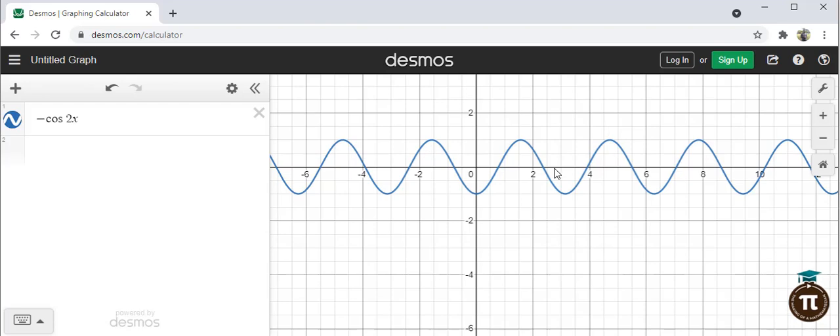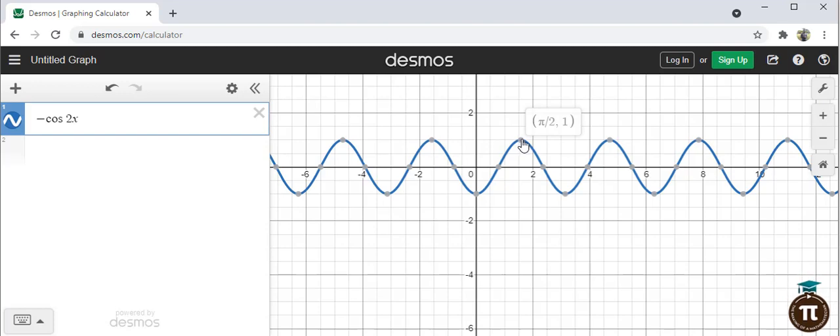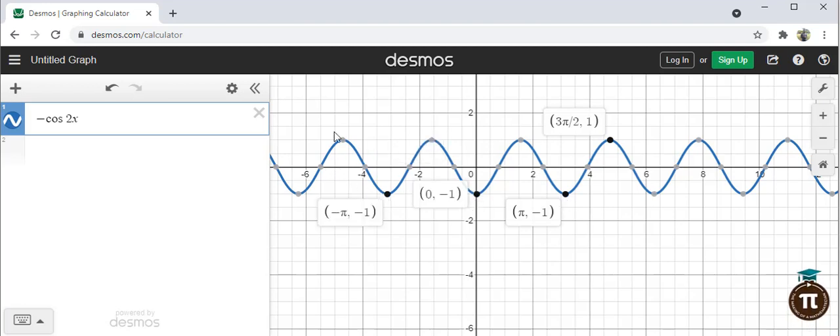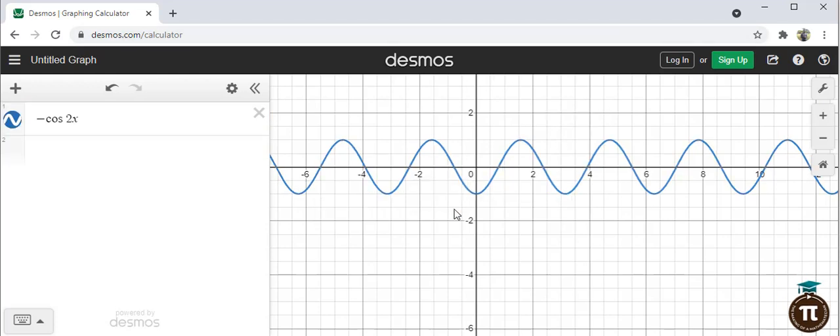The highest value here is 1. You see, at pi over 2, 1 is the x. Don't forget, to get the range, we are looking at the y-axis. So that's 1. If you go to the next one, it's also 1. If you come down here, negative 1, negative 1, negative 1. So the highest value is 1, the lowest value is negative 1. That's the range of that function.